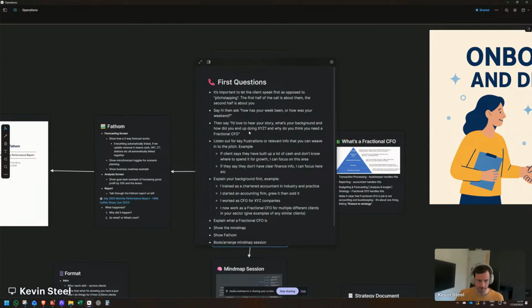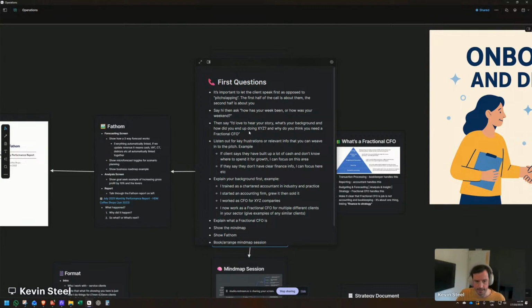So I usually just start, keep it pretty easy. Say, hi, how has your week been? How was your weekend? Establish a little bit of initial rapport. Then I say, hey, I'd love to hear your story. What's your background? How did you end up doing whatever you're doing in business? And most importantly, why do you think you need a fractional CFO?